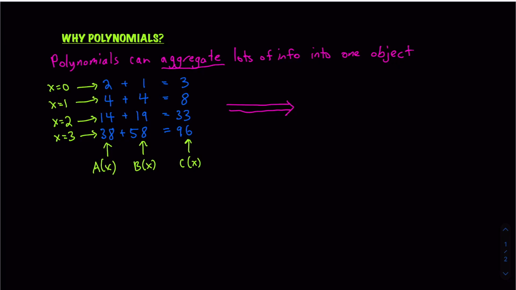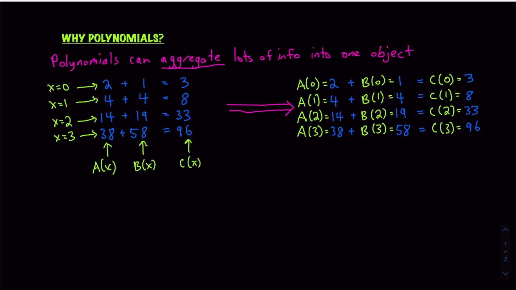For the first row, what we're calling row 0, we set a of 0 equals 2, b of 0 equals 1, and c of 0 equals 3. For the second row, which is row 1, we set a of 1 equals 4, b of 1 equals 4, and c of 1 equals 8. And we keep going like this for the remaining rows, assigning values so that evaluating each polynomial at a given row number gives us the entries from that row.